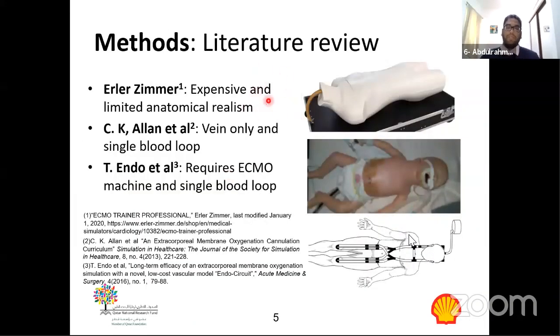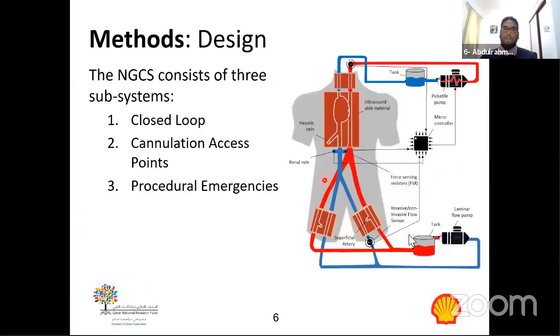If we go through the literature review, there are 3 very popular simulators. You have the earlier simulator, which is very expensive, costing around 33,000 euros, and has limited anatomical realism. I'll go through this later. And then the CK Allen, which has only veins simulation, so it simulates only one single loop of the blood. And lastly, T-Endo, which simulates in a makeshift way both loops, but it also requires a running real ECMO machine in order to operate it, which is very, very expensive.